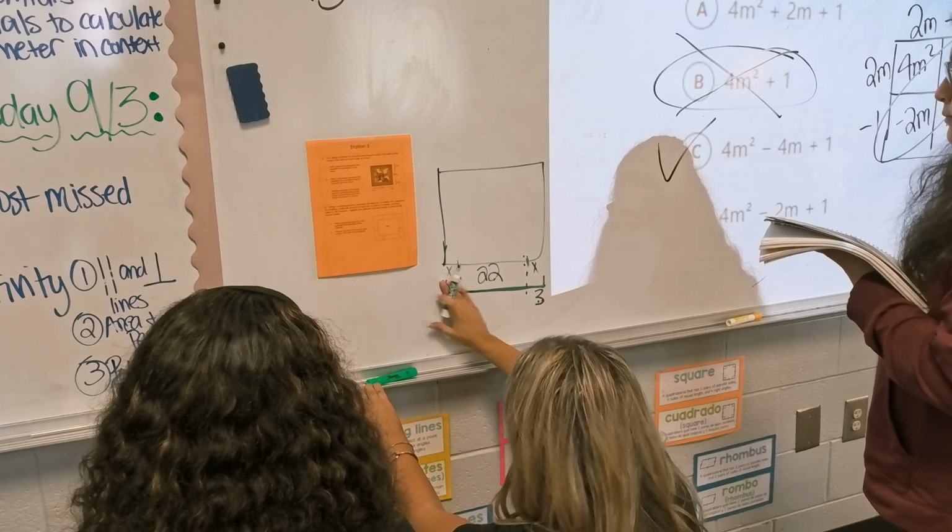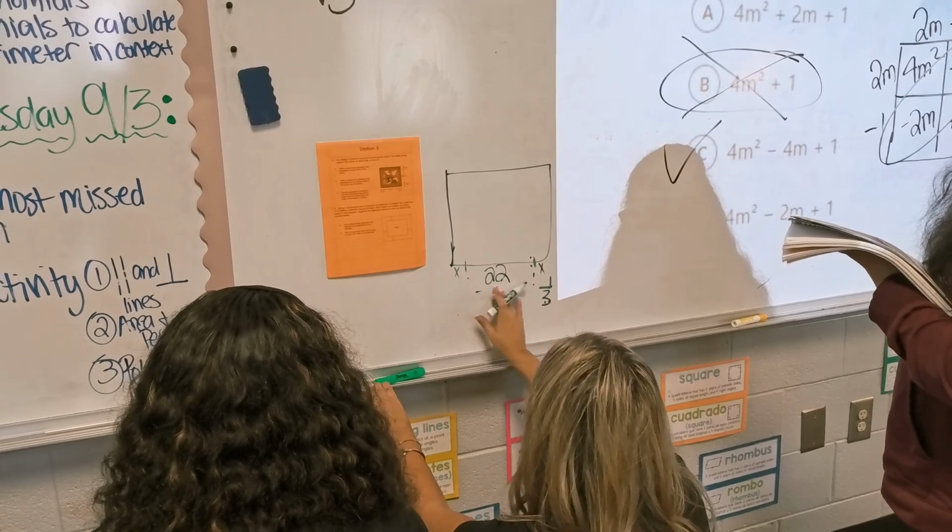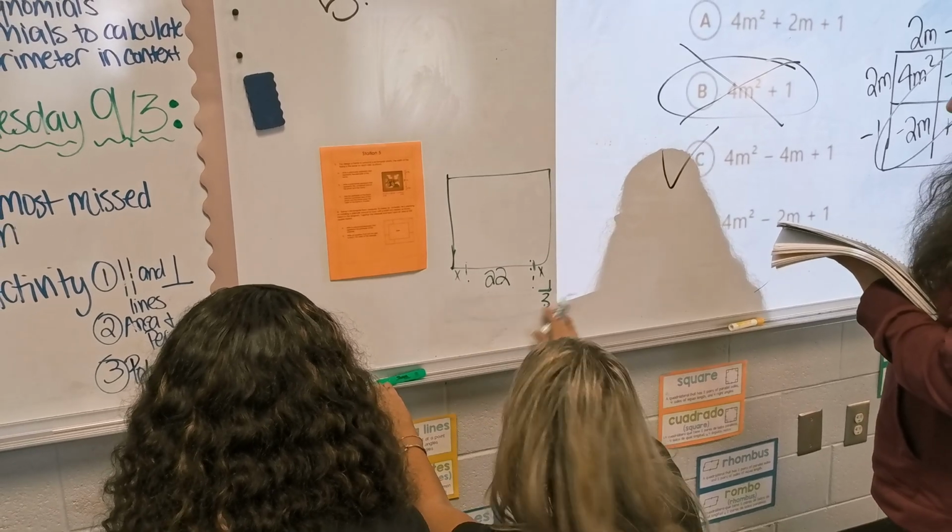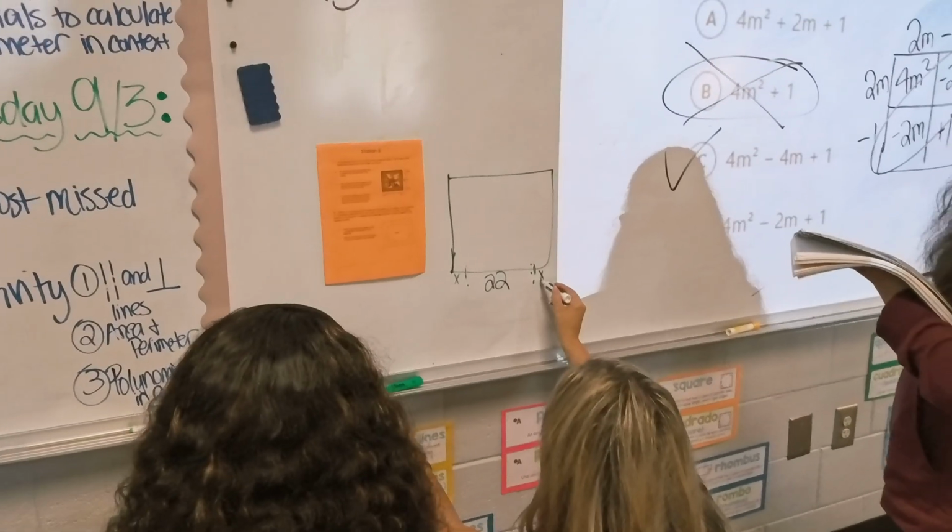Okay, so let's pretend 3 is not there. So what did you just do with the 3s? You did add them together, right? So how many X's do you see?